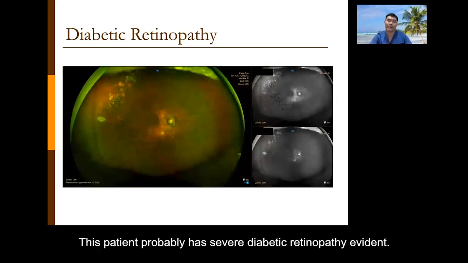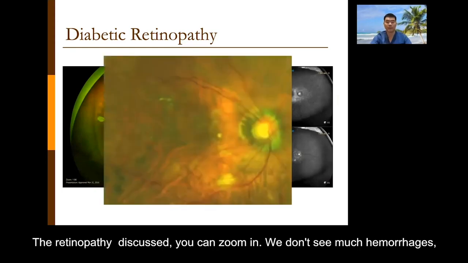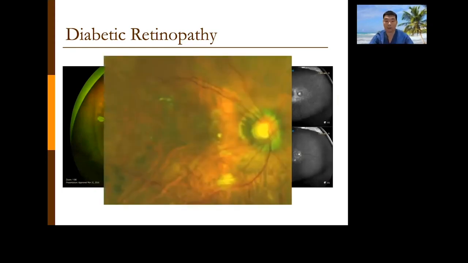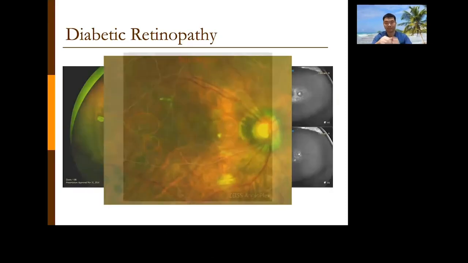This patient probably has at least a severe diabetic retinopathy evident by the pan-retinal photocoagulation scars that you can see. Again, a zoom-in magnified view of the posterior pole. We don't see much hemorrhages, but you can see the scars. Probably the patient had a focal and grid laser done.